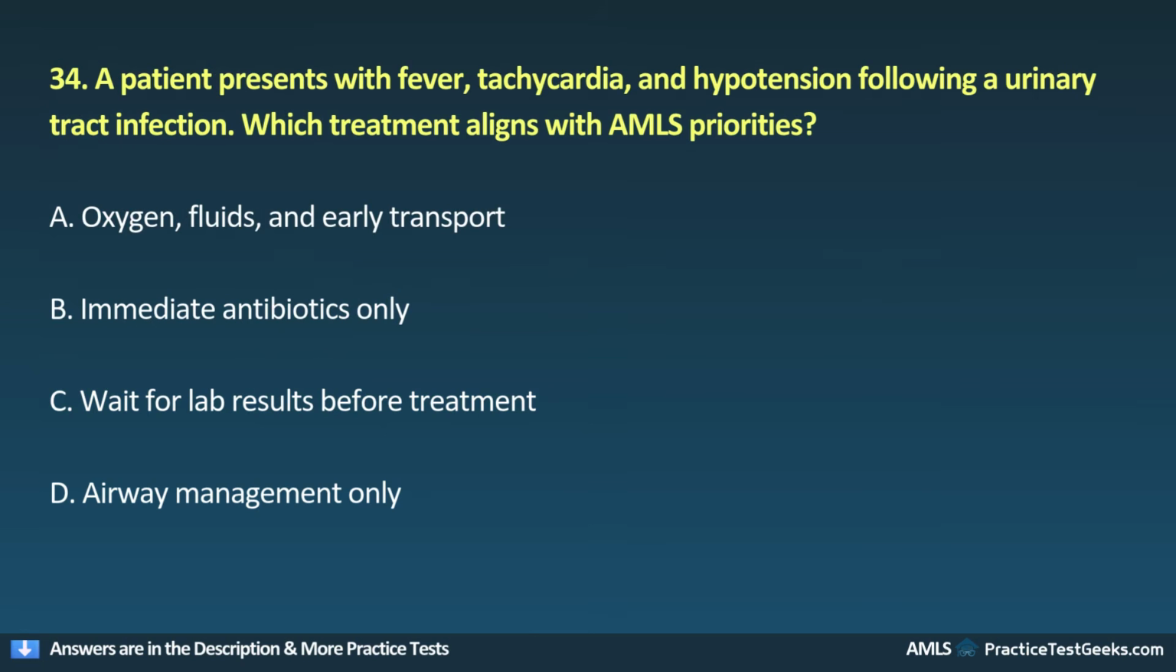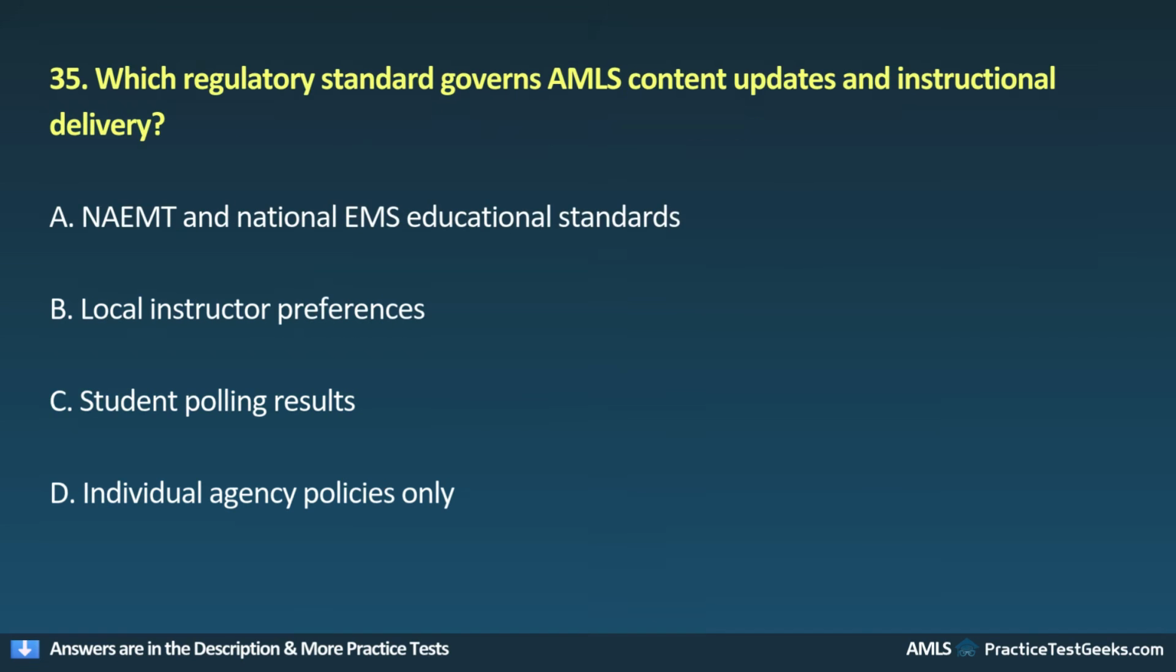34. A patient presents with fever, tachycardia, and hypotension following a urinary tract infection. Which treatment aligns with AMLS priorities? A. Oxygen, fluids, and early transport. B. Immediate antibiotics only. C. Wait for lab results before treatment. D. Airway management only.